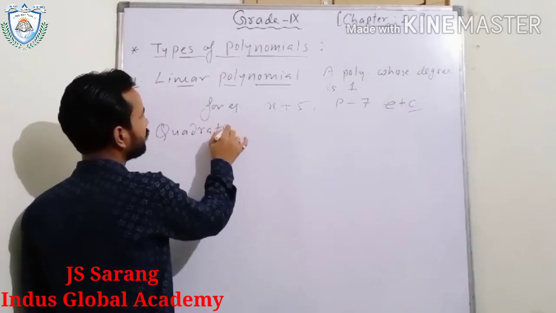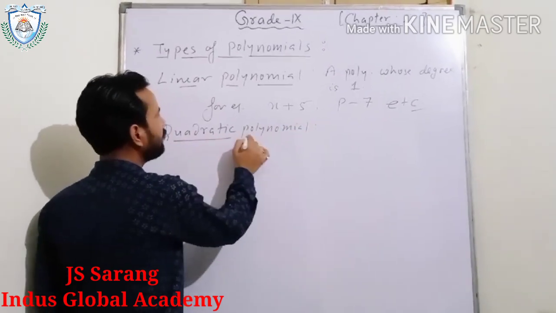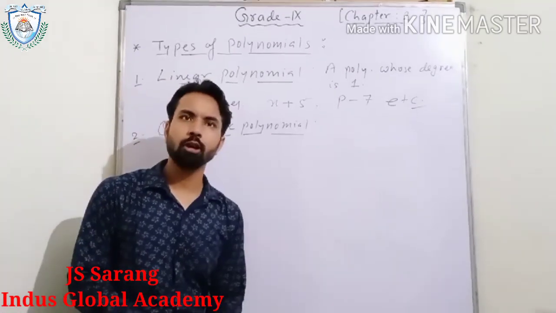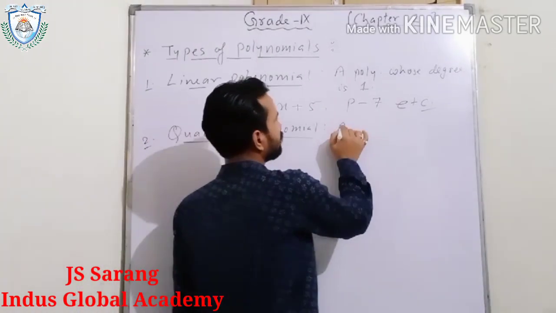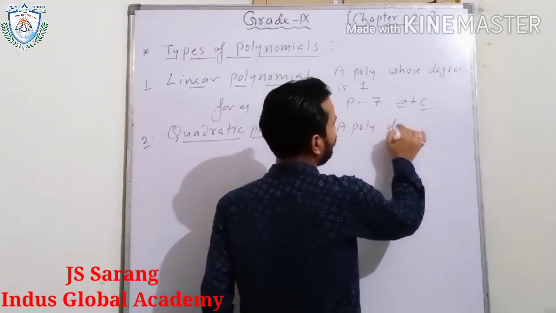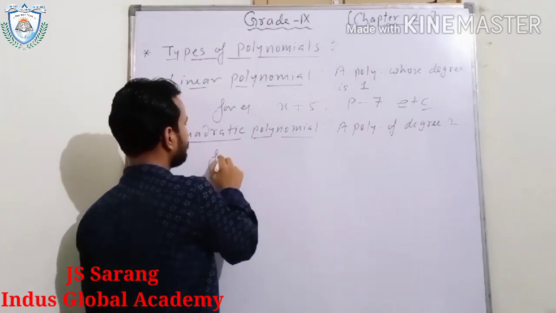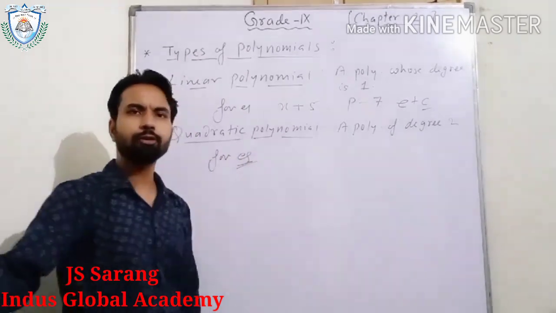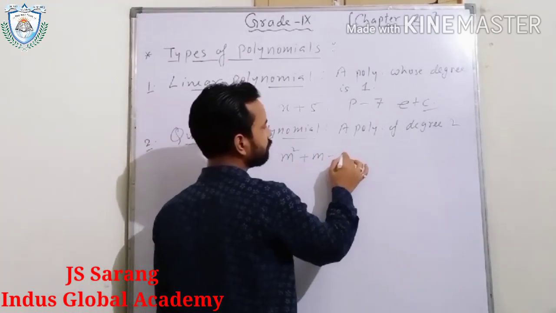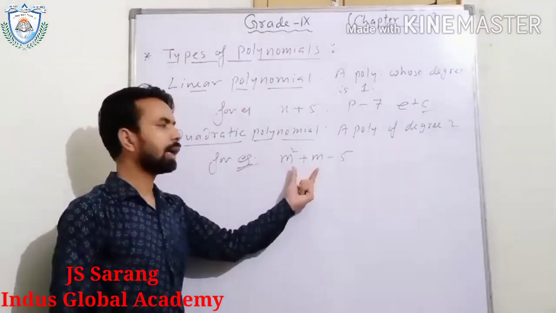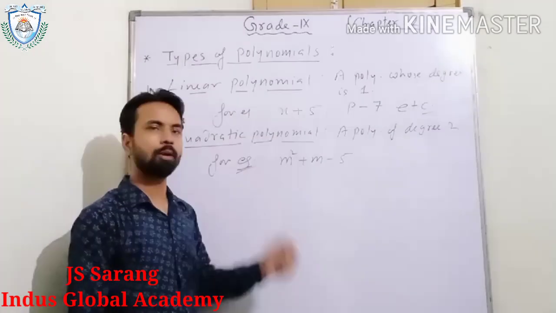Second type is quadratic polynomial. A polynomial of degree 2, means a polynomial whose degree is 2, is known as quadratic polynomial. Degree 2 means the highest power of the variable should be 2. For example, m square plus m minus 5. Here the variable is m and the highest power is 2. So its degree is 2. That's why it is an example of quadratic polynomial.